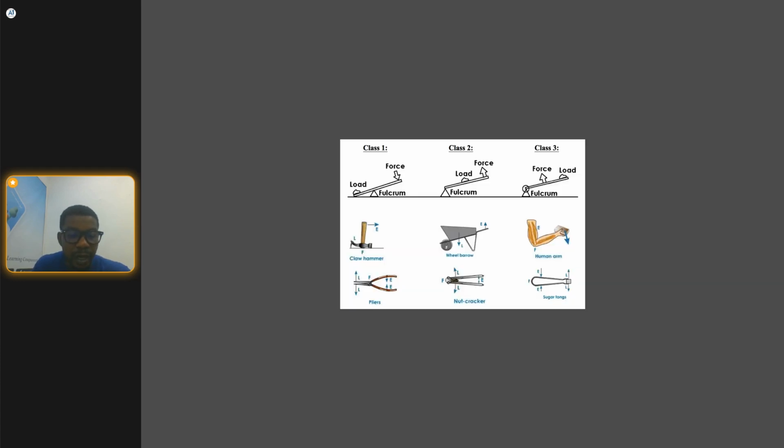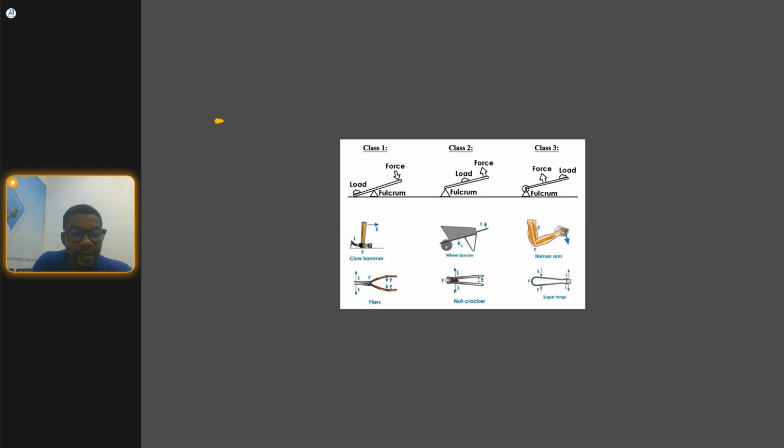The lever has three classes. We have three classes of the lever. I said earlier that the lever is subdivided into three classes. The first class, we have the representation of the first class.